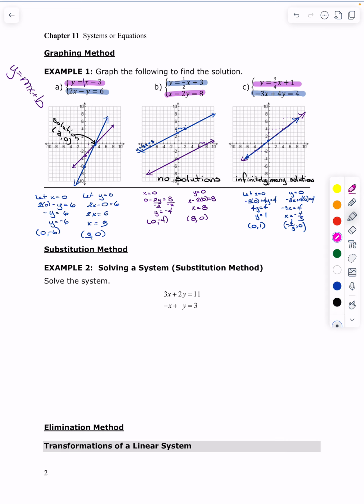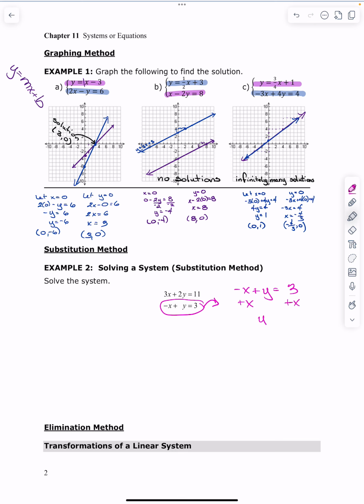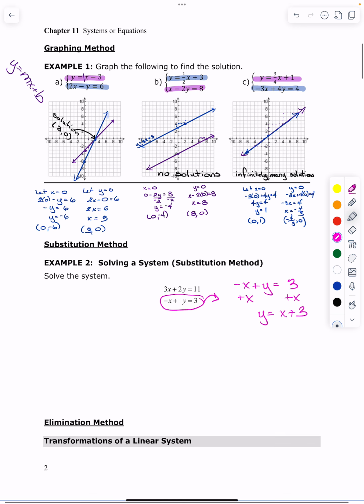I have two equations, they're both linear. I am going to solve for a variable in one of these. I'm going to take this one, and I'm going to solve for y. So I'm going to add x to both sides. y equals x plus 3, or 3 plus x, it doesn't really matter. So now I'm going back up to the original equation, and I am going to take this y that I just solved for, right here, and I'm going to plug it into this equation for y.